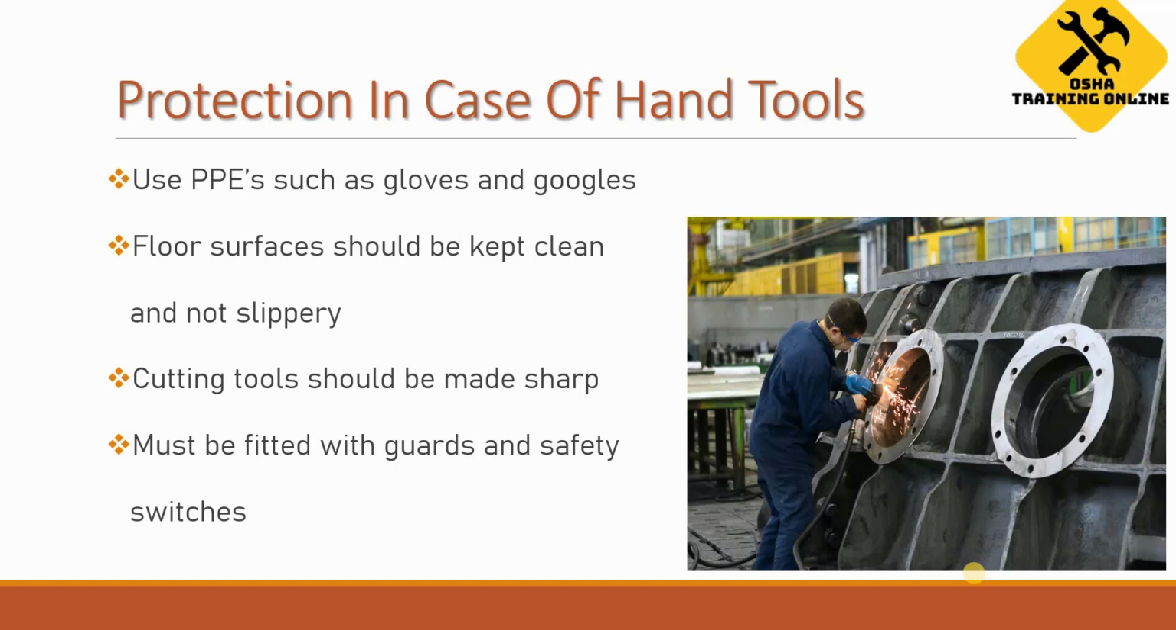While working with hand tools, you have to make sure that the surface where you are working is not slippery, because you may slip down and injure yourself. If you have tools for cutting purposes, make sure that they are sharp. Why? Because if you are cutting something, the tool must be sharp in order to cut it well. If it's not sharp, it takes a lot of time and it may be dangerous for the worker. He may apply more pressure, which may not be good for his arms and shoulders. Tools must be fitted with guards and safety switches.